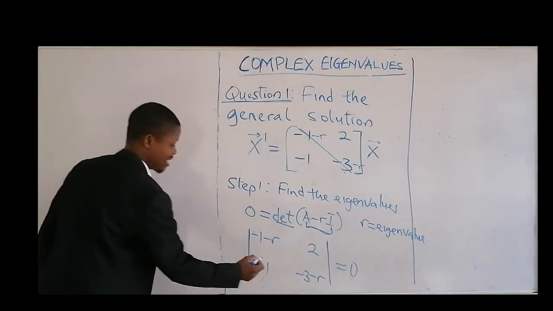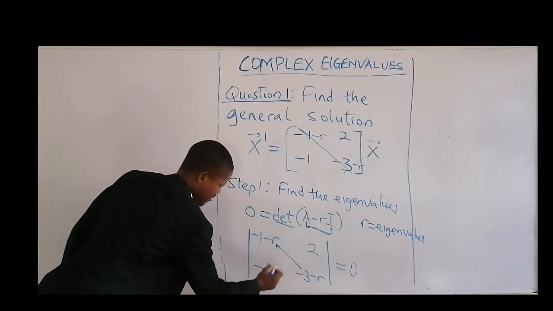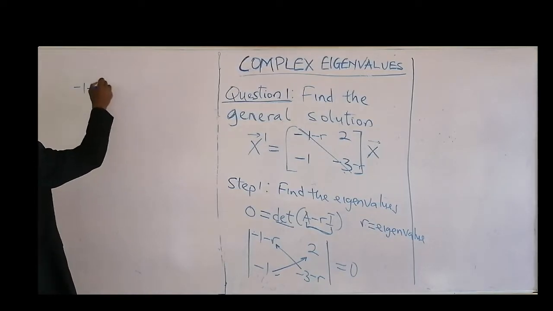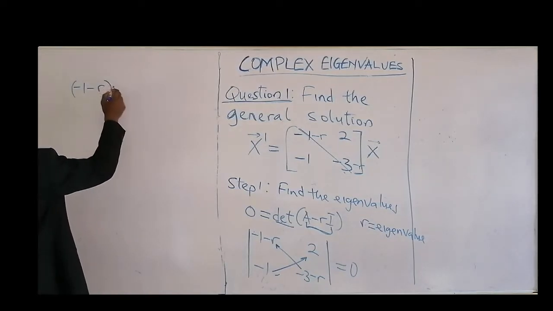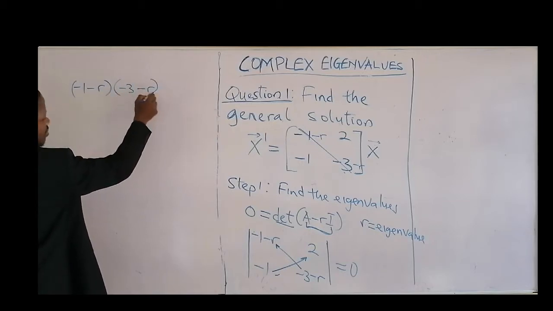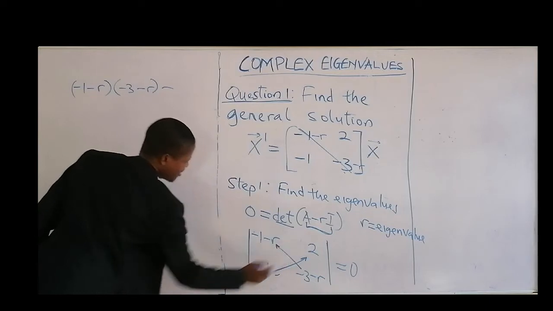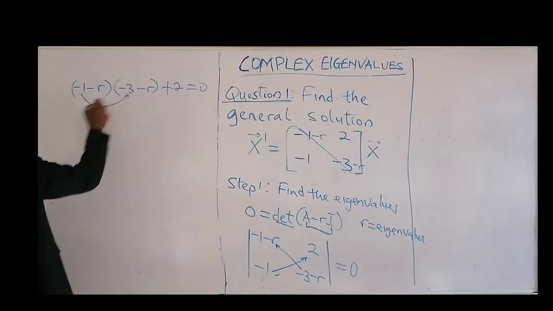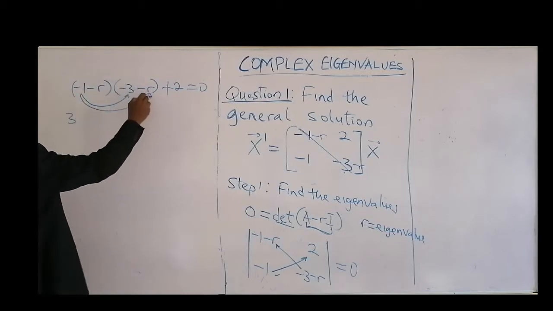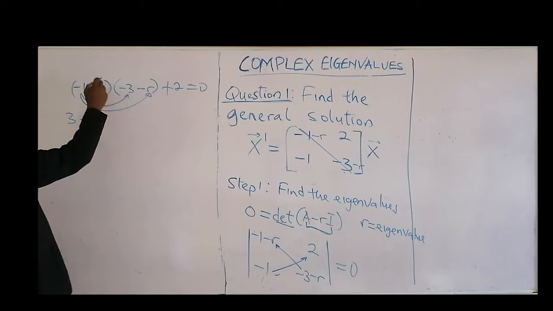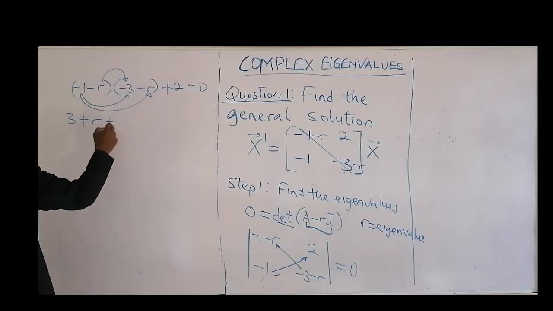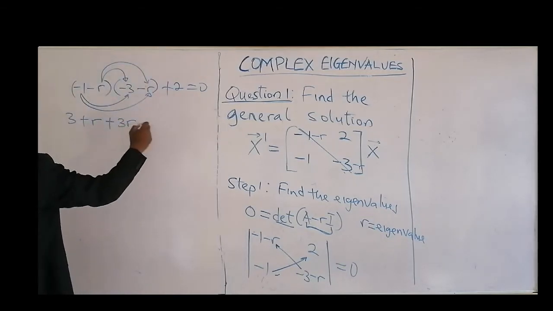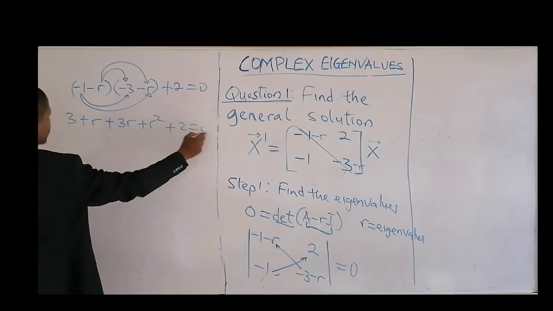And to solve a 2 by 2 determinant, it is going to be this one times this one, then minus this one times this one. So we have minus 1 minus R times minus 3 minus R, and then minus this one times this one is minus 2. So it becomes plus 2 equal to 0. So this times this will give us a 3. This one times this one will give us a plus R. Then this one times this one will give us plus 3R. And then this one times this one will give us plus R squared plus 2 equal to 0.